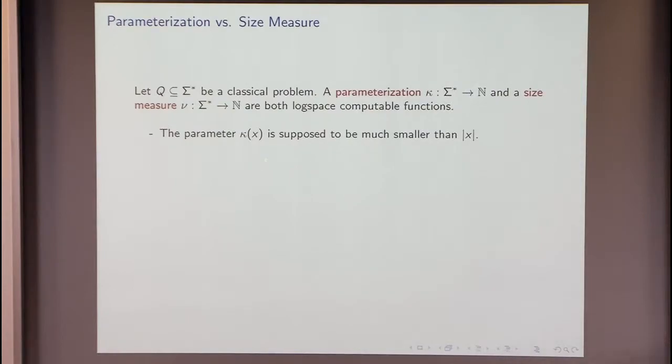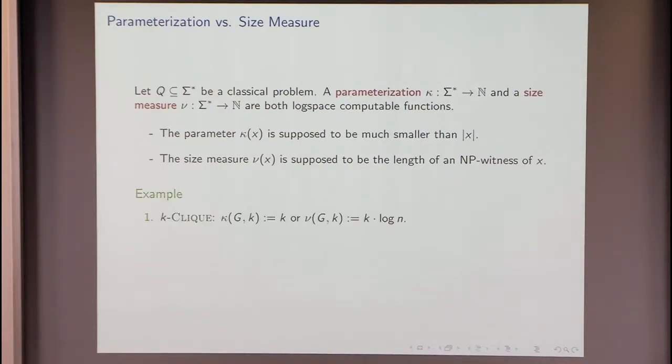So remember, the parameter is supposed to be much smaller than the problem instance. So kappa of x is the parameter of x, which is far smaller than the length of x. And in the case of the size measure, it always represents the length of an NP witness of x. So let me show you some examples. For k-Clique, the standard parameterization is just the size of the clique, k, which I want to find. And you can take the size measure as k times log n, where n is the number of vertices in the input graph. So this would be the length of a description of a k-clique or a k-element subset.